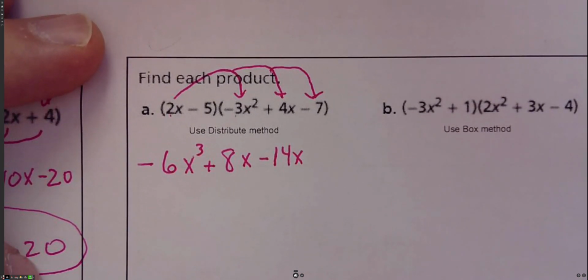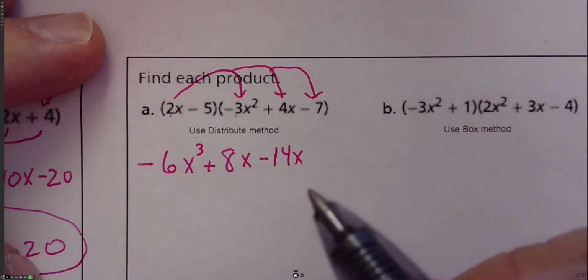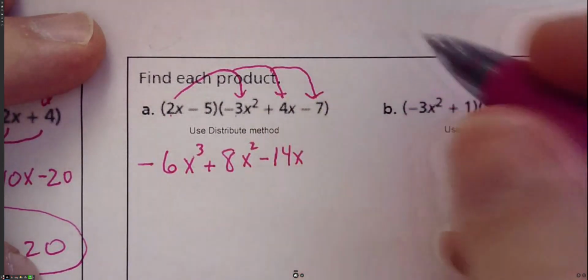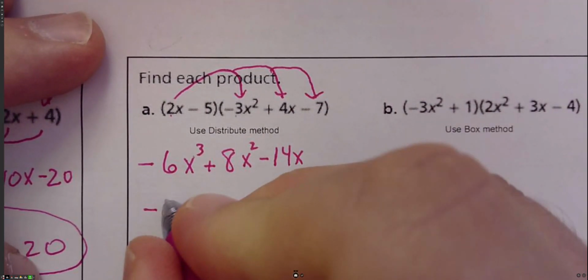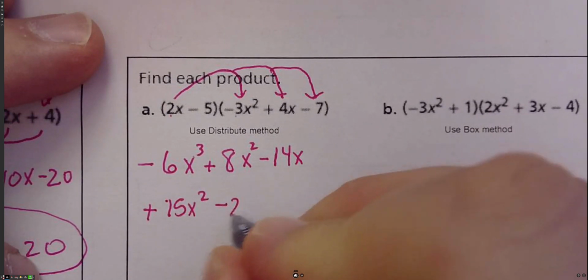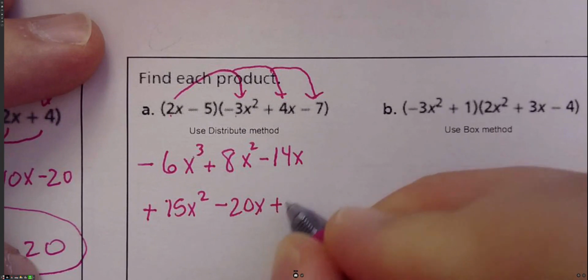Should the 8x be squared? It absolutely should be squared. Thank you. Great job. And then the negative 5 is going to multiply all the way across. Plus 15x squared minus 20x plus 35.